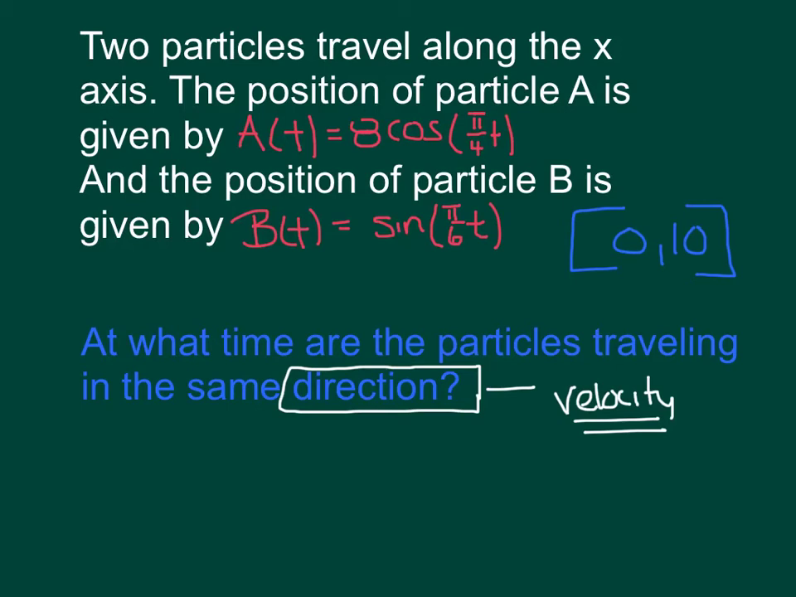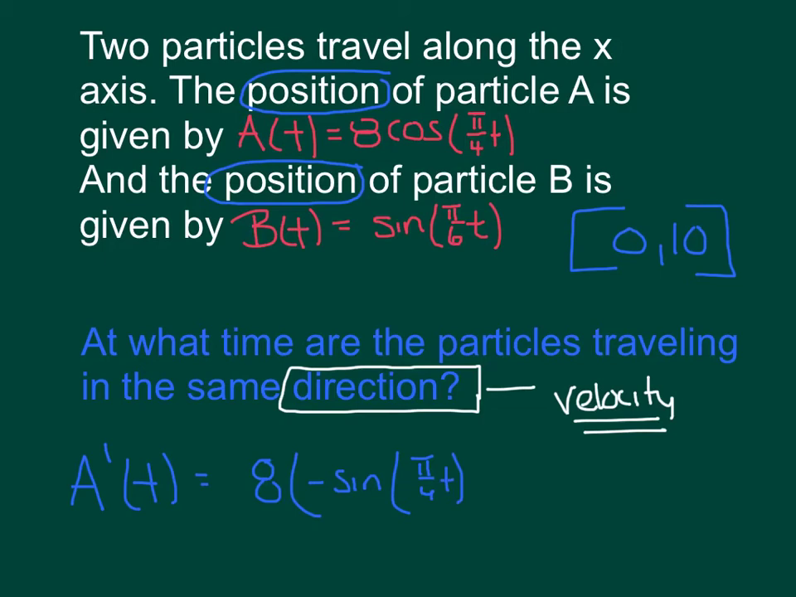Alright, so my first goal is to go get the velocity of each function. And notice that I was given the word position. Take note of who you start with. So if I want their velocities, I need to find each of their derivatives. So I'm going to start with a prime of t. Read it out loud. 8 cosine of pi over 4t. There's my chain rule. So I get 8's a coefficient, leave it alone. Negative sine, keep the inside, times the derivative of the inside. And I want to set that equal to 0.